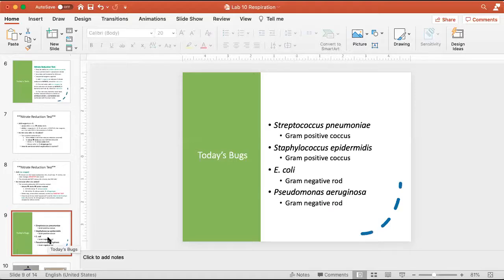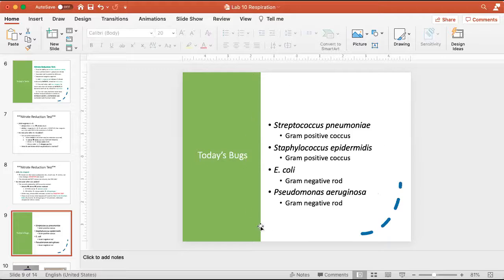So let's do a couple of these tests using some organisms. We're going to use 2 gram-positive cocci today, and we're going to use 2 gram-negative rods. We're going to use an organism called Streptococcus pneumoniae. We're going to use one called Staphylococcus epidermidis that you've seen before. We're going to use our old friend E. coli and this organism called Pseudomonas aeruginosa.